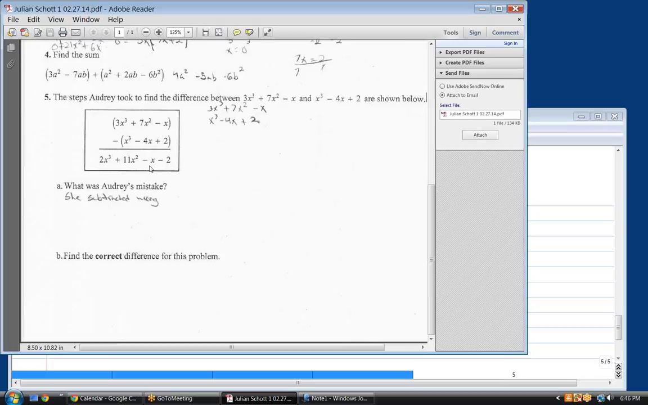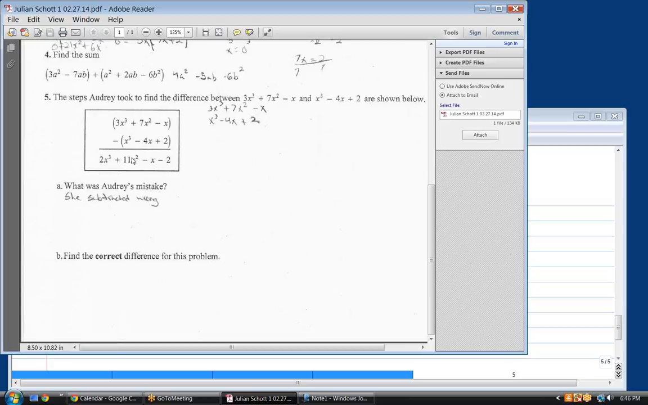What'd she do wrong? I think she subtracted wrong. Where? Which term? The bottom term. Well, I don't know what the bottom term is. In other words, did she subtract the x cubes wrong? Not really. 3x cubed minus an x cubed is 2x cubed. Oh, 7x squared? Yeah, she subtracted that wrong. There's no other x squared. So that should be 7x squared.